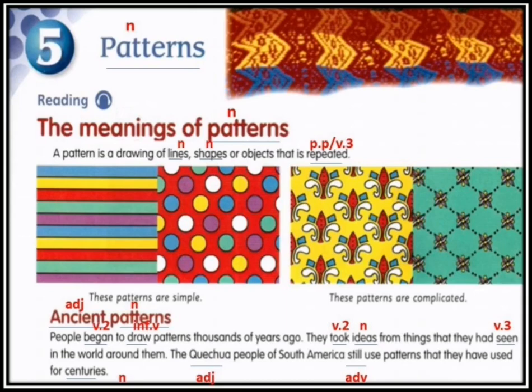Patterns, it's a noun, اسم. Lines, noun, اسم. Shapes, it's a noun. Repeated, it is past participle, verb 3. Ancient, it's adjective, صفة. Patterns, it's also a noun. Began, it's verb 2. Draw, it's infinitive verb, because it comes after to. Took, verb 2. Ideas, it's a noun. Seen, verb 3, it's a past participle, because it comes after the auxiliary verb had, following the past perfect rule.